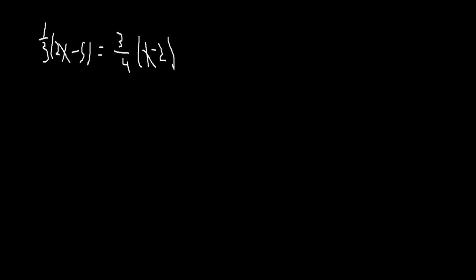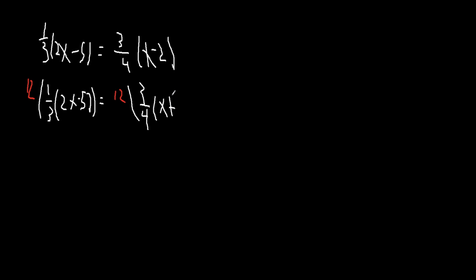So we have to multiply each side by 12, and we can get rid of our fractions. So if we do that, we get 12 times 1/3 times 2x minus 5. And this equals 12 times 3 over 4 times x minus 2.